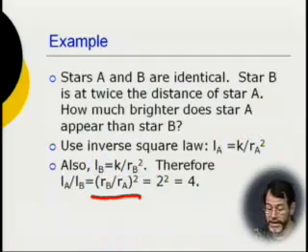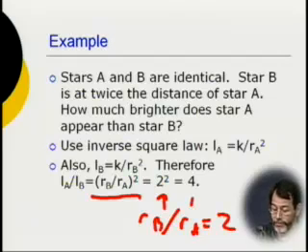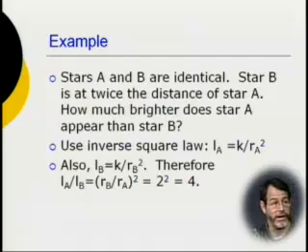But we just said that the distance to B is twice the distance to A. So R_B over R_A is equal to 2. You put that in there, and then you square it, and the square of 2 is 4. So the answer is that star A appears 4 times as bright as star B, even though they're completely identical.